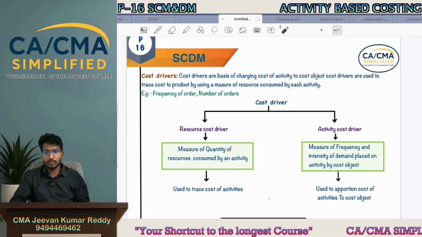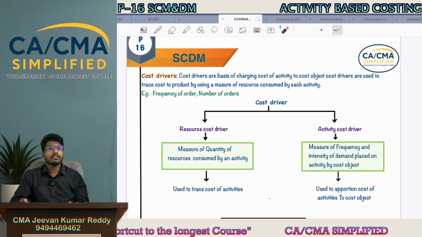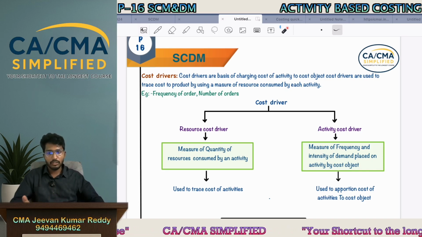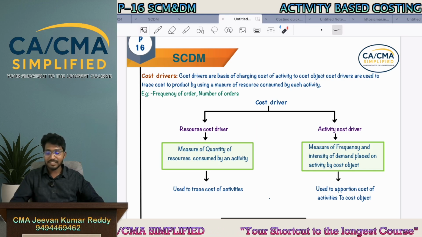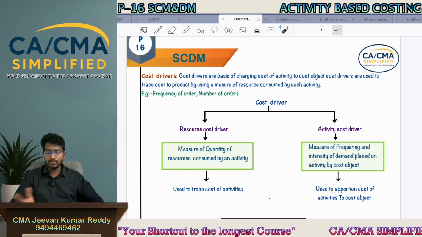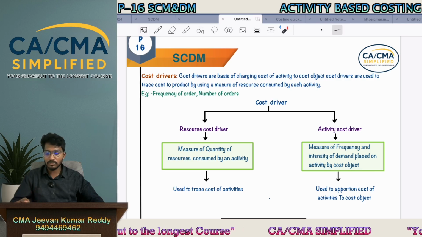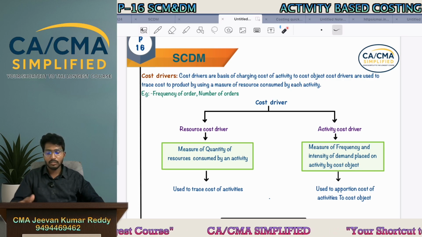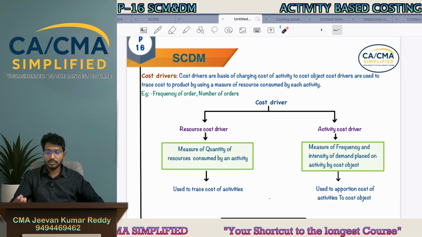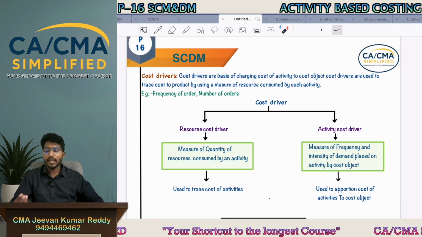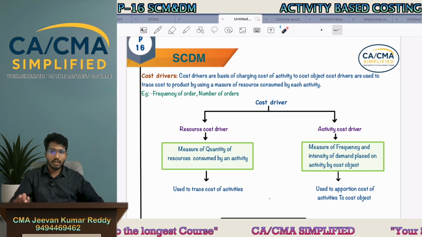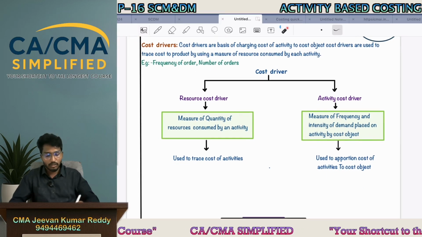Let's take an example. For performing a reception activity, the receptionist is an activity. For performing reception activity, we need a lot of resources like receptionist as well as stationery, electricity, telephone, some miscellaneous expenses. For receptionist, we need to pay the salary. It is also cost. Telephone, we need to pay the bill. It is also cost. For stationery, we need to pay the stationery expenses, and some miscellaneous. After accumulating all this, it is known as an activity. Which activity? Reception activity. For accumulating all these costs, we use the resource cost driver.